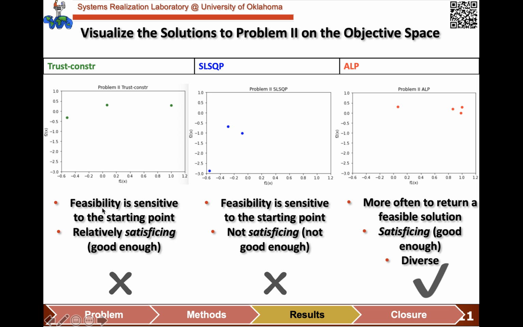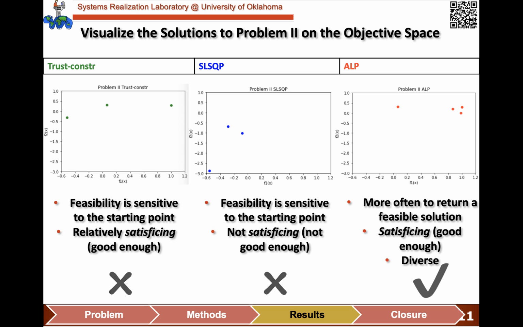Using trust constraint, the feasibility is sensitive to starting point, and it's relatively satisfying. Using SLSQP, the feasibility is sensitive to starting point, and the result is not satisfying because the points are not close to the upright corner. And using ALP, the result is better because first of all, it's insensitive to starting point.